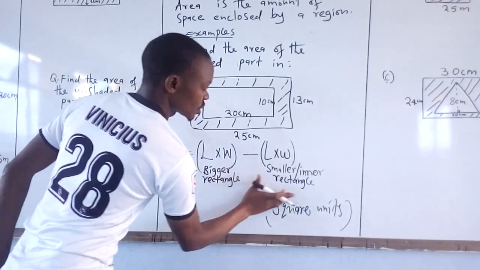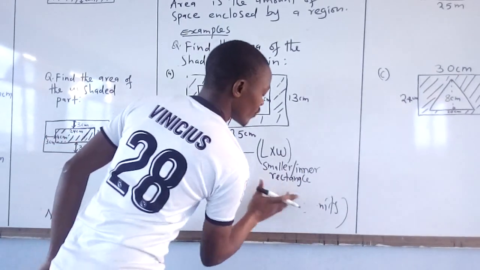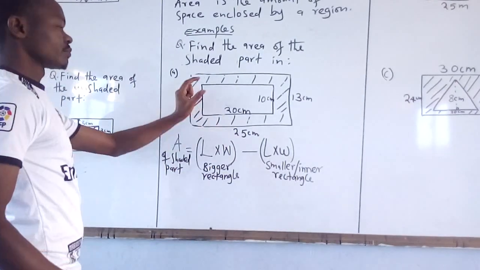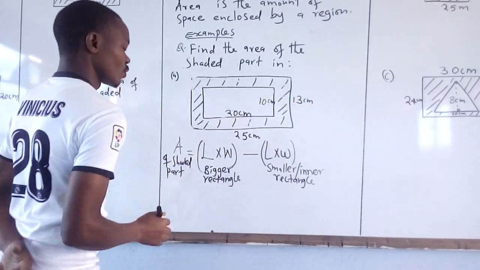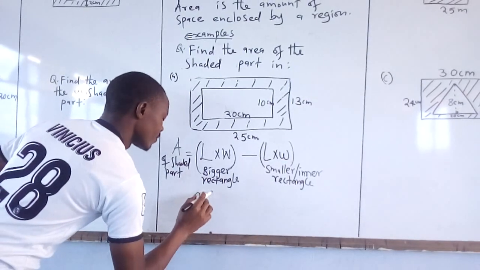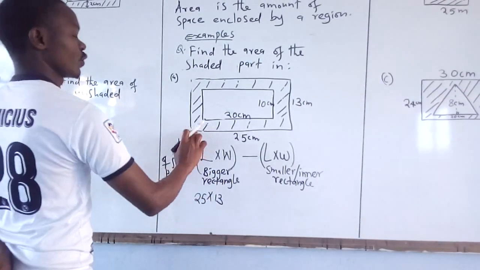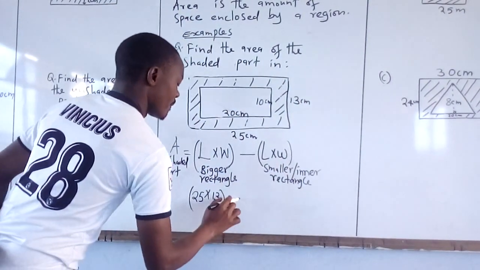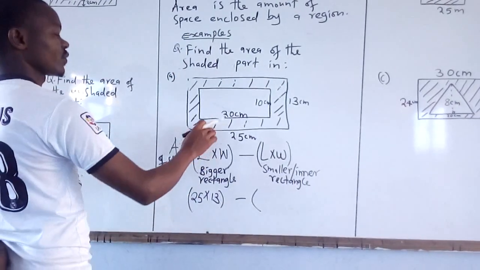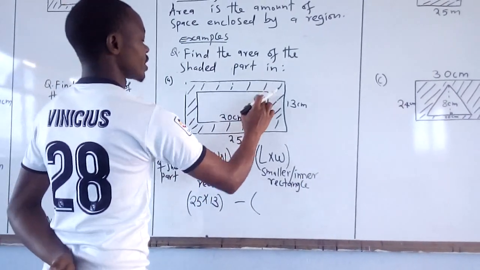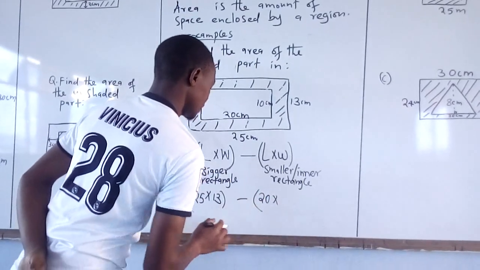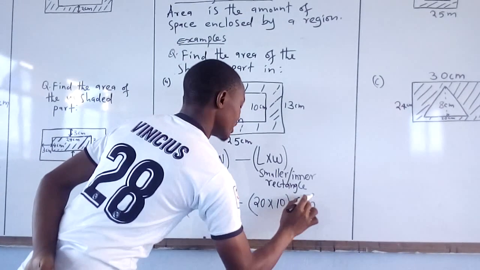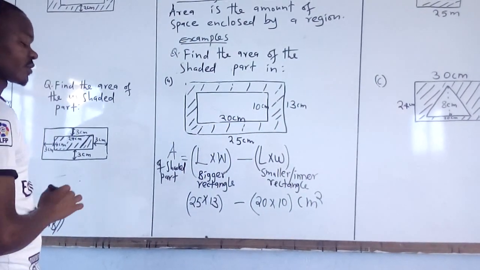Now, let us work out the area of the shaded part in this figure here. So we begin by finding the area of the bigger rectangle, which is going to be 25 multiplied by 13. 25, which is the length, times width, which is 13. Minus the area of the smaller one, which is 20, the length, times width, which is 20 times 10. Remember, this one should be in square units, which is square centimeters.